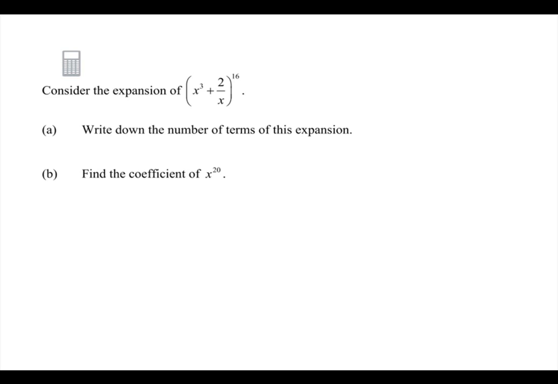Alright, so let's take a look at this binomial theorem question. Part A, write down the number of terms of this expansion. Okay, so we have this binomial being raised to the 16th power. So remember, the number of terms of the expansion is always going to be 1 greater than whatever the power is. So if the exponent is 16, that means this expansion is going to have 17 terms.